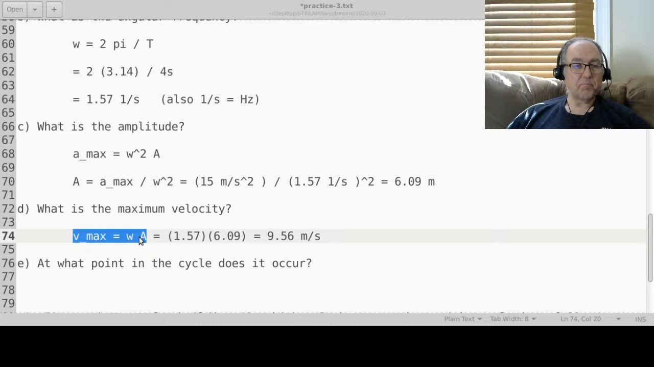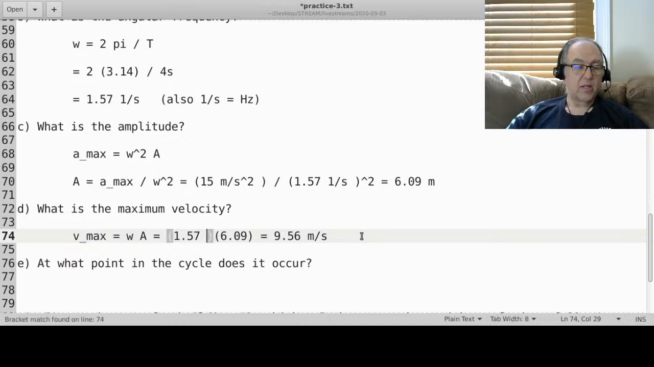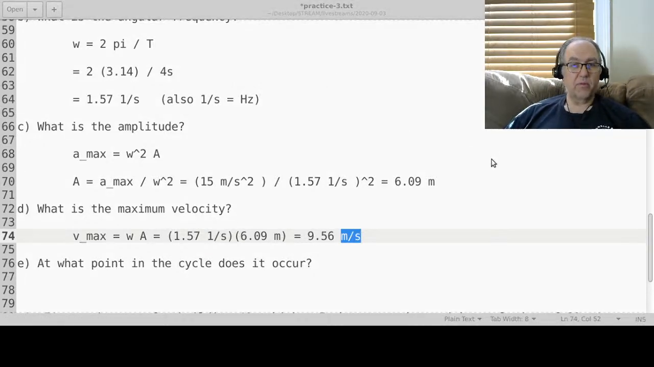Omega we know is 1.57. A is 6.09. Multiply the two together, and you get that the velocity is 9.56 meters per second. Okay, and that's the answer. Let me just show you that the units work out again. This one's a little easier to see. The 1.57, that's your omega, is per second, and your amplitude is meters. What do you get if you have a meter per second? A meter per second, that's a velocity. So the units work out there.